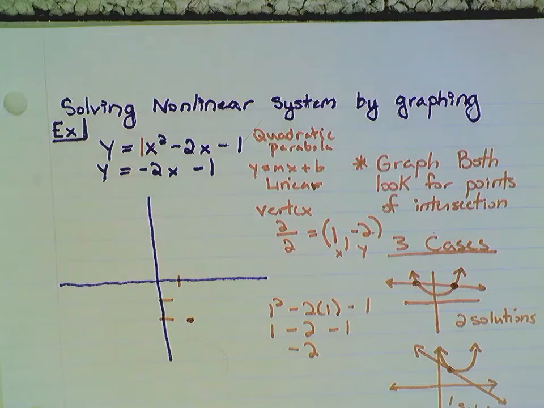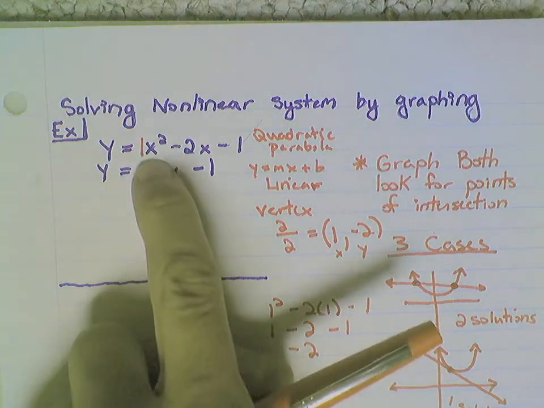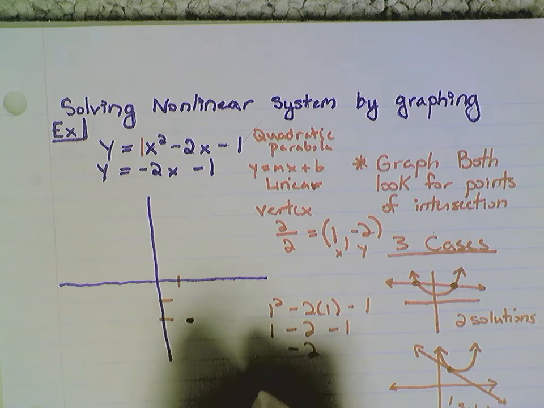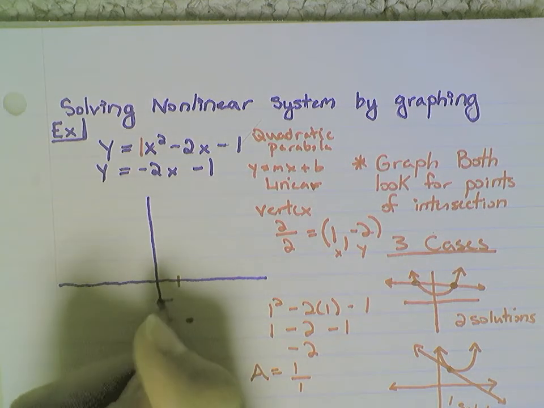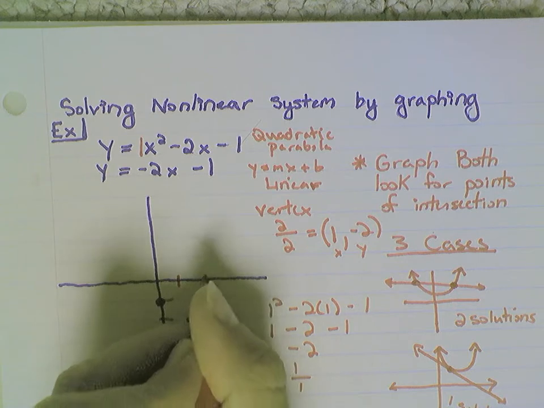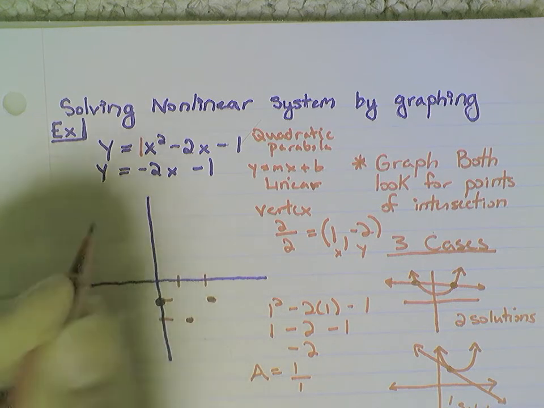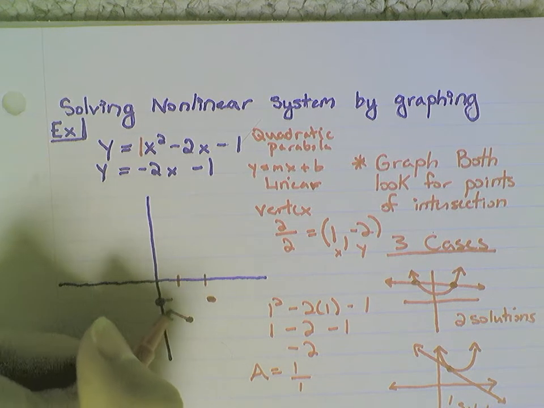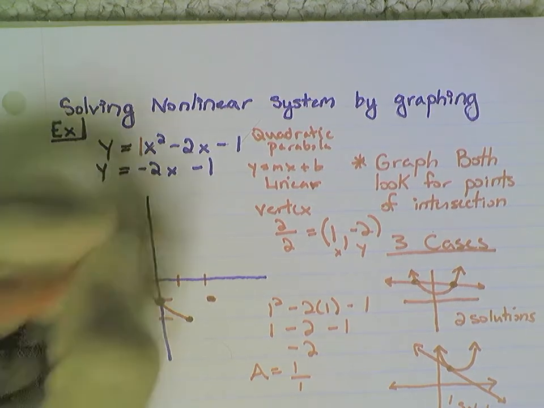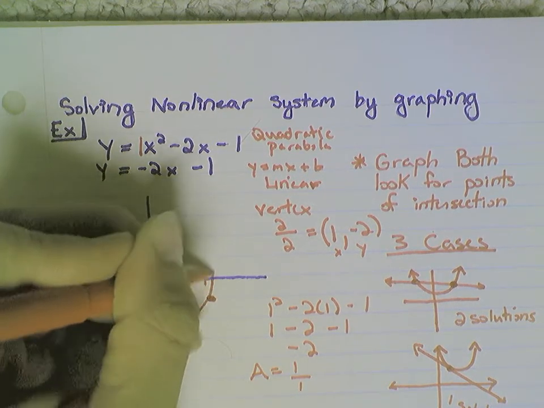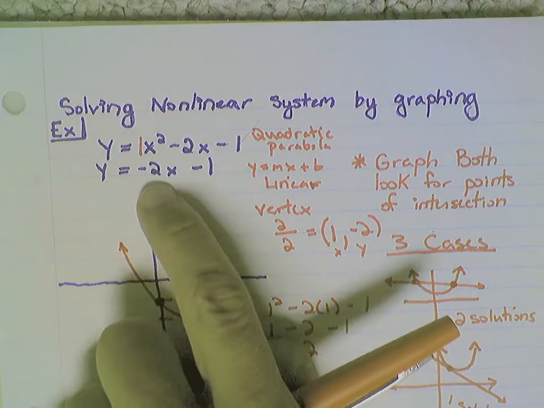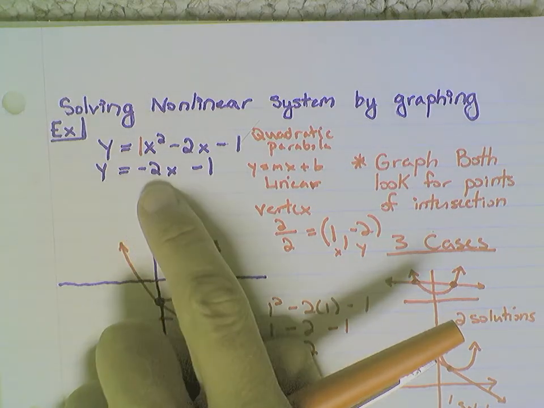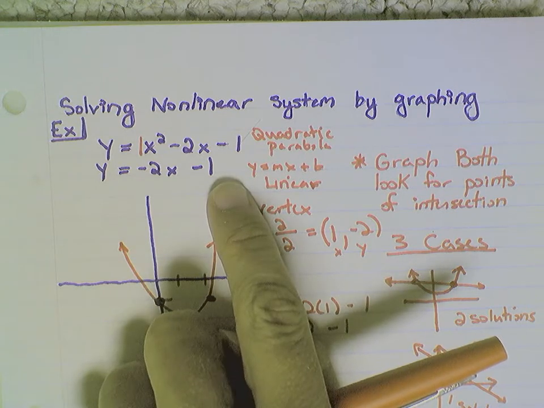And then if you notice, my a is 1, and if I put that over 1, whenever I go over 1, I go up 1, over 1, up 1. So my quadratic equation, its graph looks something similar to this. And then now I just want to graph y equals negative 2x minus 1.